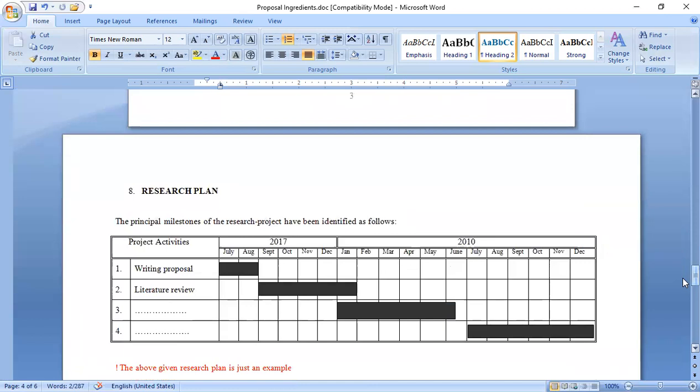And next will be the research plan. Each research proposal must have a research plan, and it can start from your current year and so on. If I'm going to apply in 2021, we know that the tenure of PhD admission is from 3 to 5 years. You can modify your research plan depending upon your time of application, and the requirements of your department or your university.